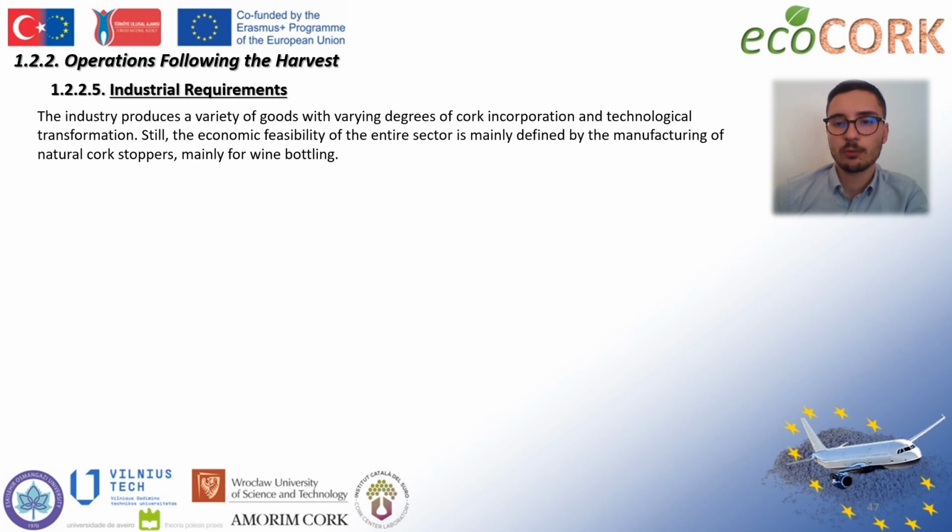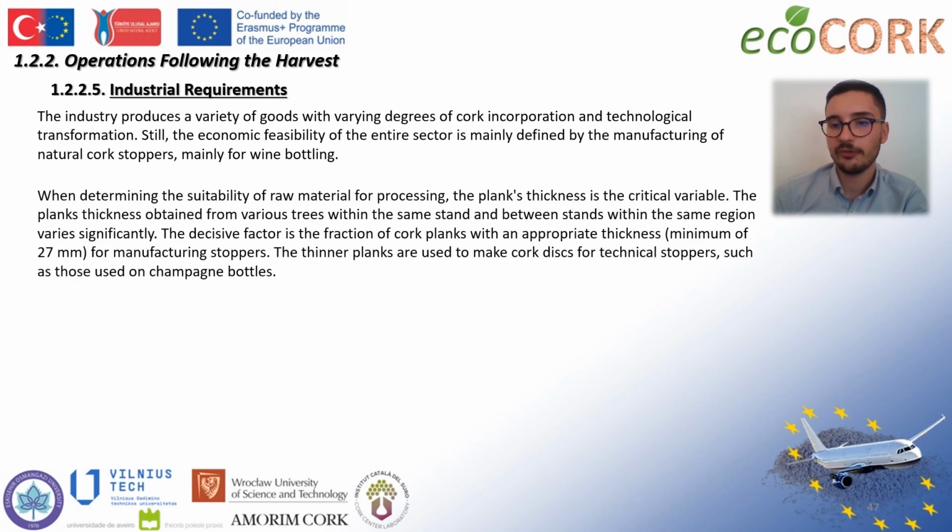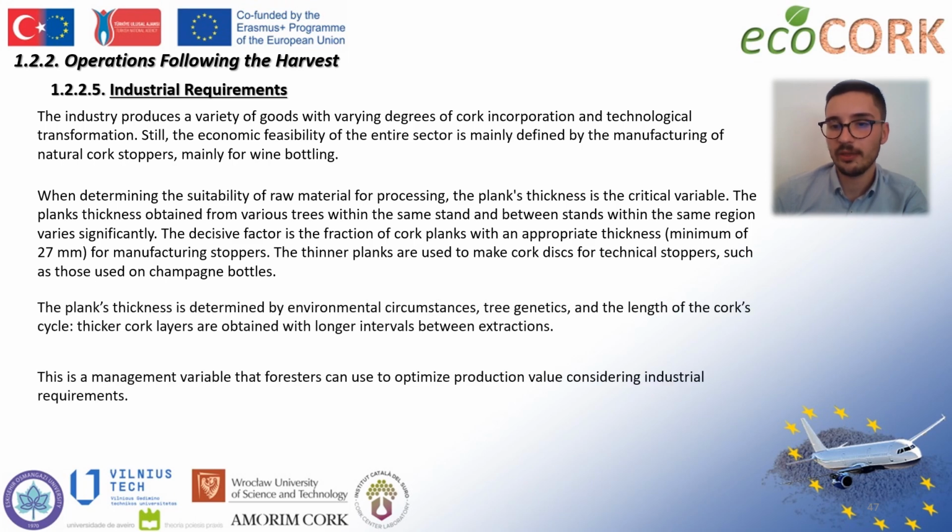The industry makes a wide range of products that use cork in different ways and use different kinds of technology. Still, making natural cork stoppers is the main thing that determines the economic viability of the whole sector. The thickness of the plank is the most important factor in deciding if raw material can be used for processing. The most important thing is how many cork planks have the right thickness, at least 27 millimeters, for making stoppers. This is a variable in forest management that foresters can use to maximize production value while taking into account industrial needs.